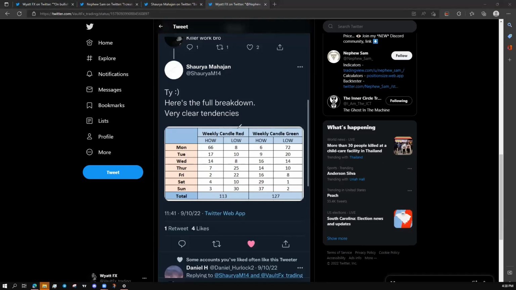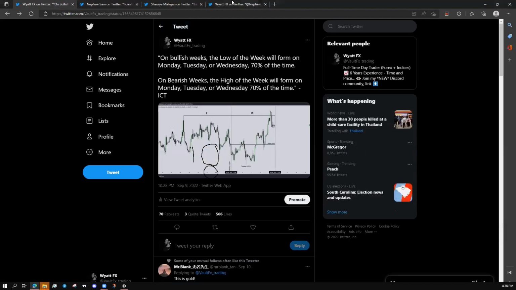on the left, we have our bearish weeks. So weekly candle red, notice the high of the week was formed on Monday 66 times, Tuesday 17 times, and Wednesday 14 times. And then Thursday and Friday, a total of 9 times. So that's clearly well over 70% of the time that the week was bearish, the high of the week formed on Monday, Tuesday, or Wednesday. That aligns with this concept.